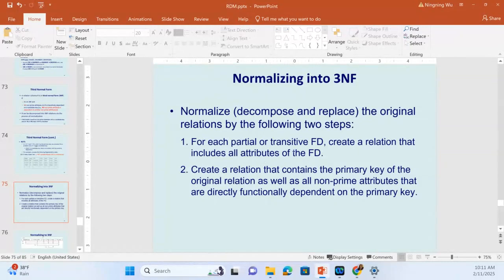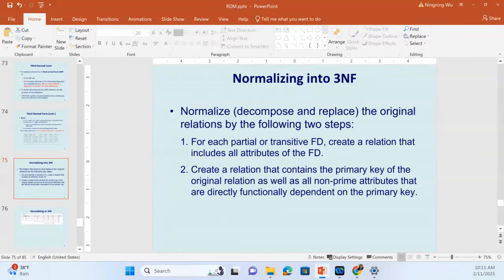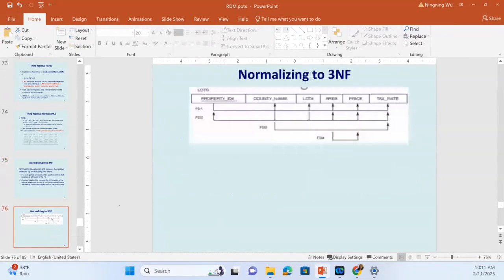For example, if a relation schema has 2 partial functional dependencies, then we have to run step 1 twice. If a relation schema in total has 3 partial or transitive functional dependencies, then we have to run this 3 times, one for each partial or transitive functional dependency. After we finish step 1, then we move on to step 2.